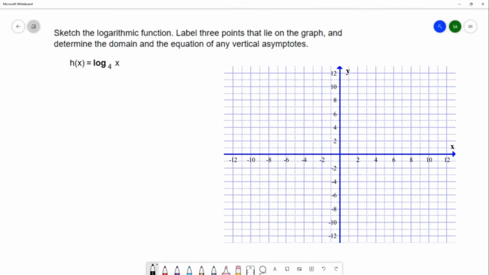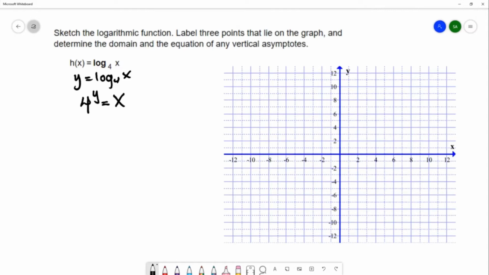But instead of h of x equals log base 4 of x, I'm going to write it as y equals log base 4 of x. And the reason I'm doing that is because I'd like to write this in exponential form instead of logarithmic form. It's much easier for me to find ordered pairs in exponential form than in logarithmic form. So if I write this in exponential form, it would be a base of 4 to the power of y equals x.